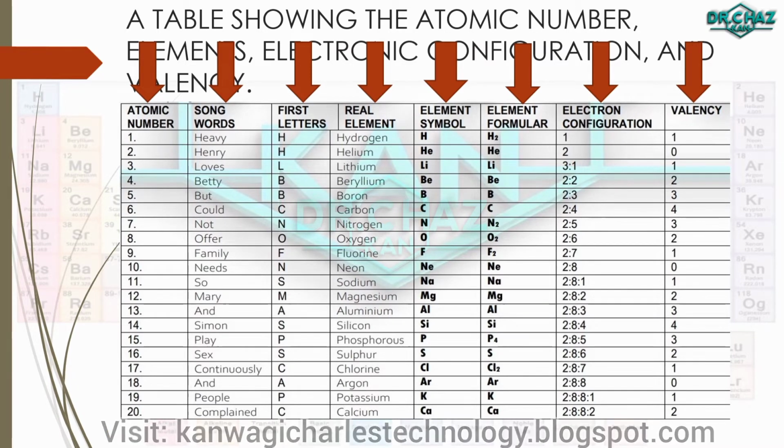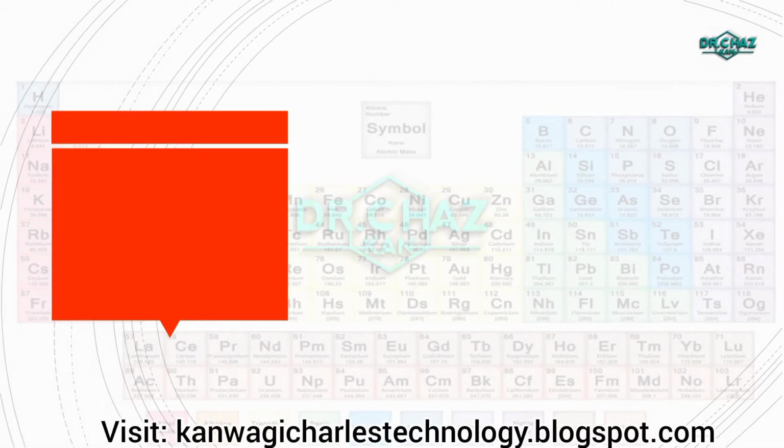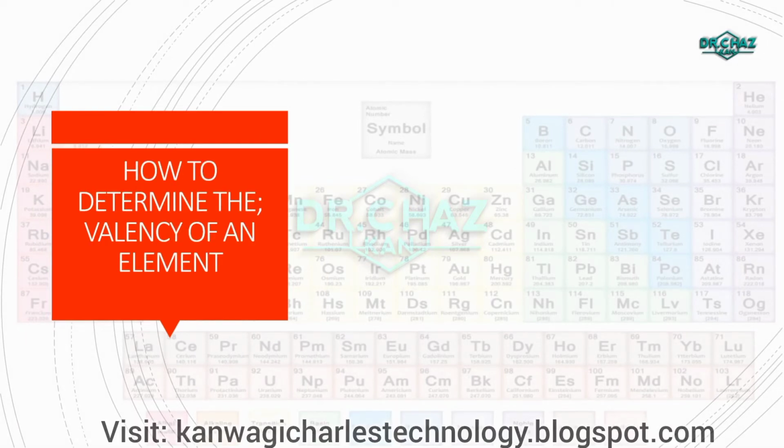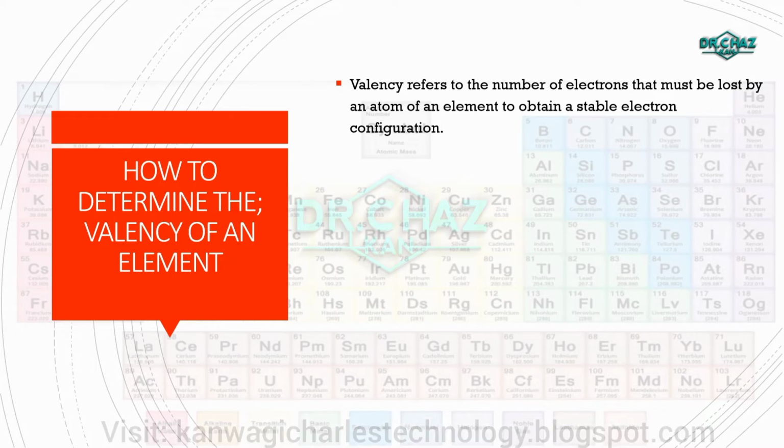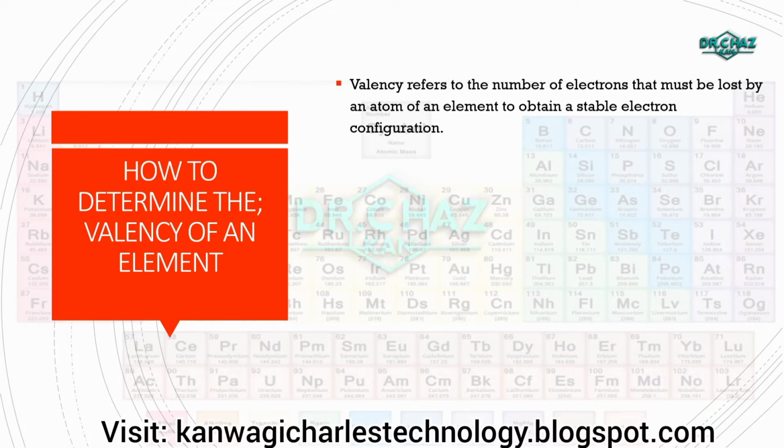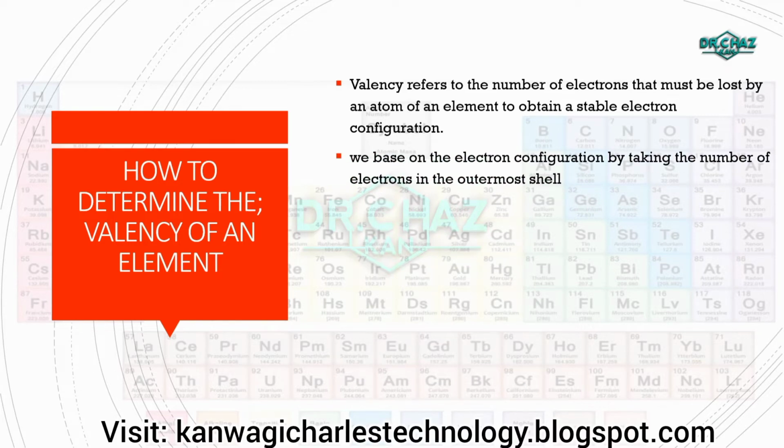Well, how to determine the valence of an element? Valency refers to the number of electrons that must be lost by an atom of an element to obtain a stable electronic configuration. We base on the electronic configuration to know the valence of an element, by taking the number of electrons in the outermost shell, as we are going to see here. Remember, electronic configuration shows the number of shells acquired by an element.